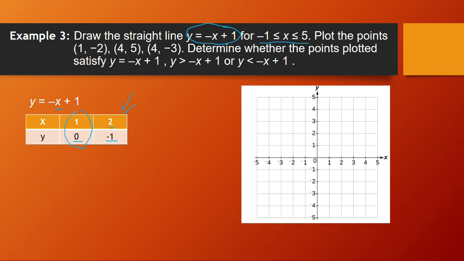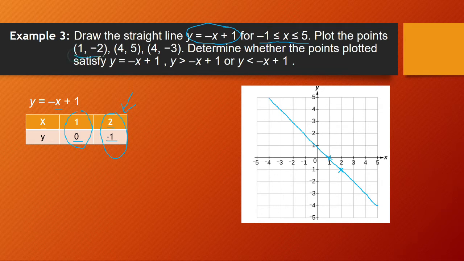So (1, 0) is over here. And then (2, negative 1) is over here. So we can see basically it is going from the diagonal to the diagonal, right? So I'm going to draw the graph like this, from diagonal to diagonal. Then we are going to plot the points.